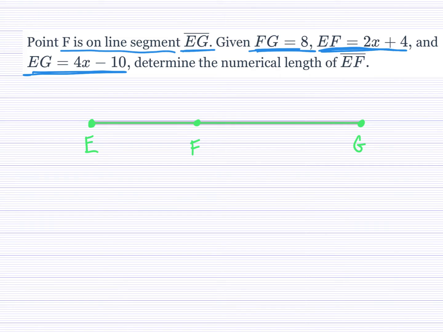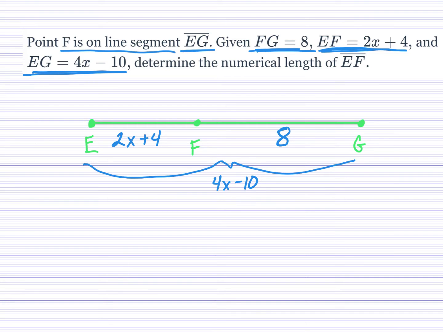Once we have these though, what we can recognize is that FG has a measure of 8. EF has a measure of 2x plus 4. And then EG, which is the entire segment, has a measure of 4x minus 10. Now this one's a little bit different because a lot of what we've dealt with, the two smaller segments, the two parts as we call them, are adding into a larger segment and we had the number. But we still do the same thing when we have these.